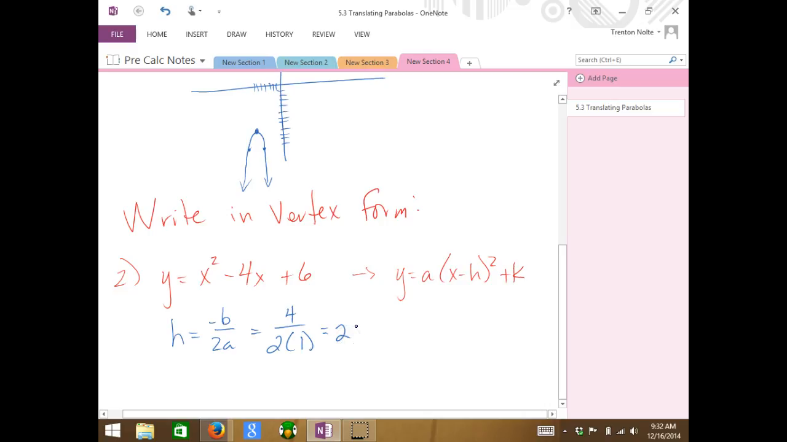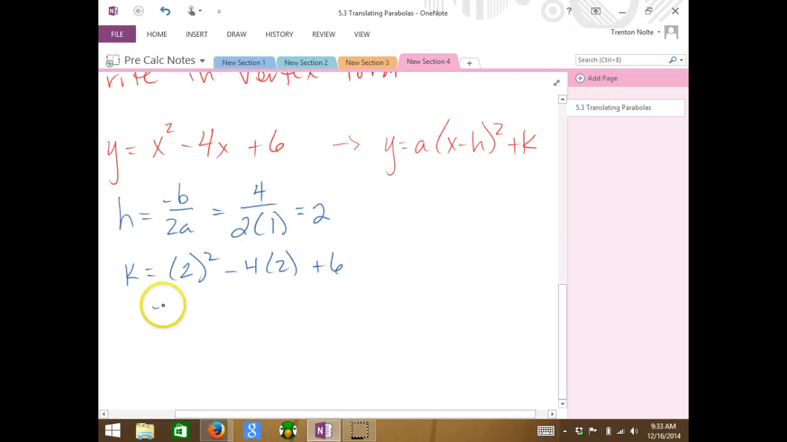Good. All right, so now how do I find the k value? Plug it in. Very good. So I'm just going to take the 2 that I just found and plug it into my equation. So I have 2 squared minus 4 times 2 plus 6. If I simplify that, 2 squared is 4, and 4 times 2 is 8, and then I have a plus 6. So that is 4 minus 8, which is -4. -4 plus 6 is 2. So we just found the vertex to be 2, 2.